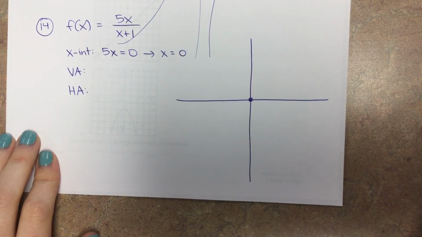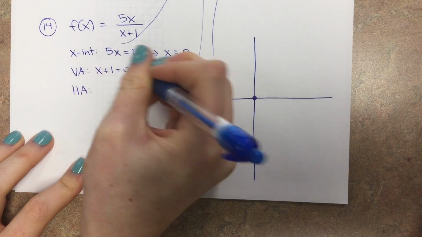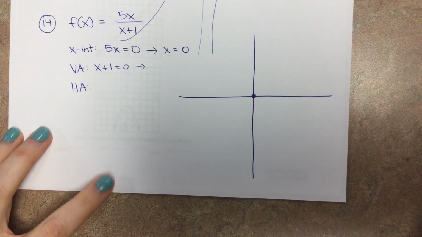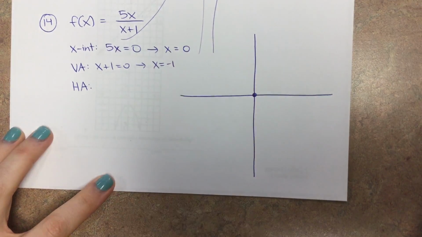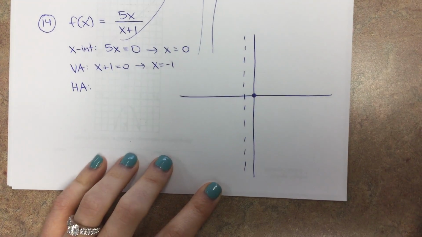All right, and then next your vertical asymptote. How do we find vertical asymptotes? The bottom to 0. Good. Denominator equals 0. So what does that give us? -1. Good. Vertical asymptote is a line. We go to -1, put a dotted line in like this.